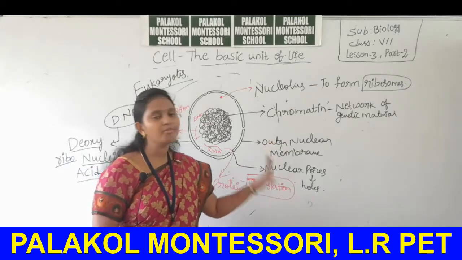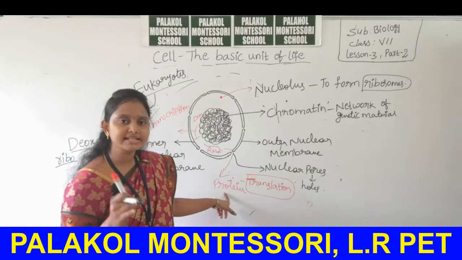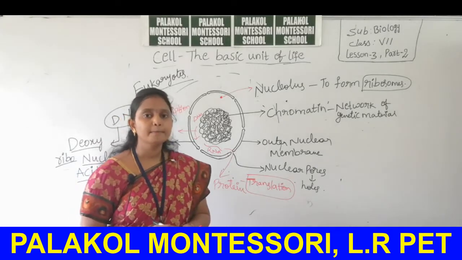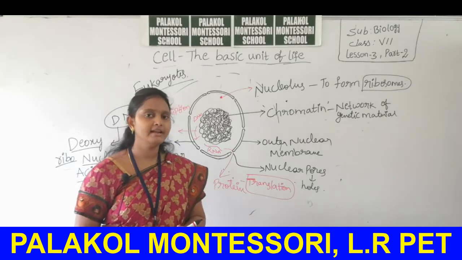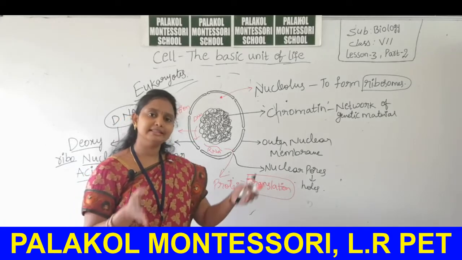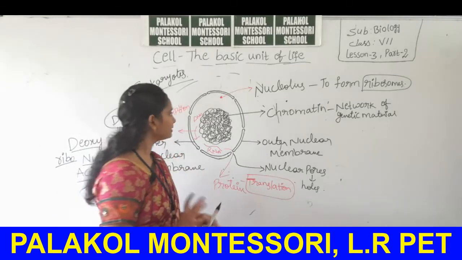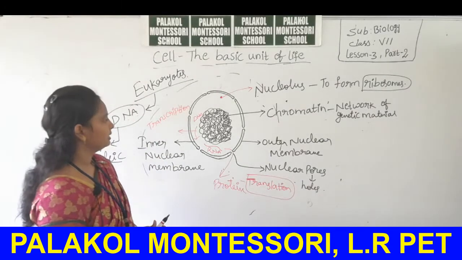So ribosomes are involved mainly in which function? To synthesize the protein. So ribosomes are also called the protein factories of the cell. Why? Because in the ribosome only protein synthesis will occur. Okay, this is about structural information of the nucleus.